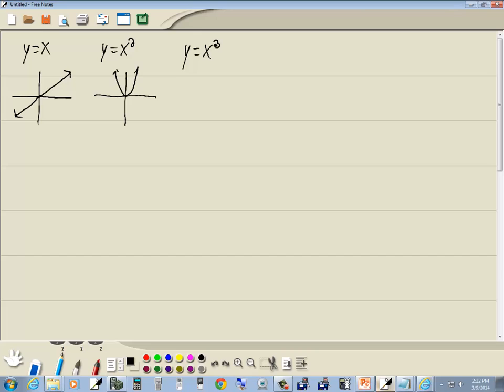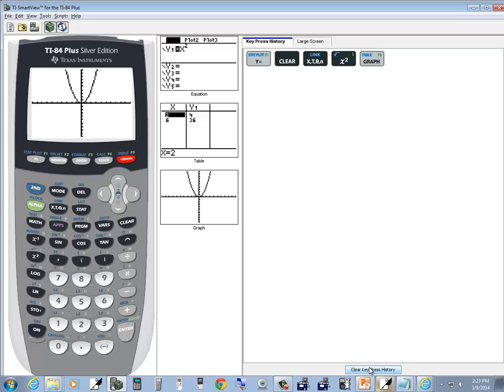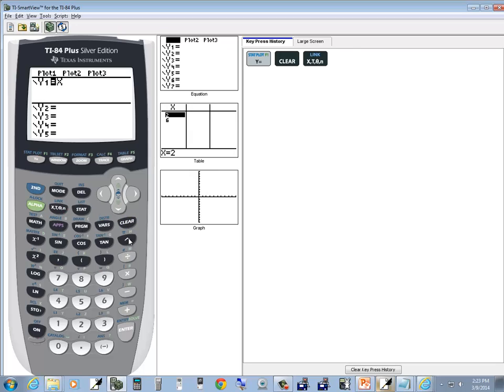Now y is equal to x to the third. Now I could care less what this looks like. What I'm demonstrating is how do you handle it when you got any number in your exponent. You have third power, fourth power, fifth power, 20th power, 201st power. So press clear, and I'll press y equals, clear, and I'm going to do an x key caret 3.